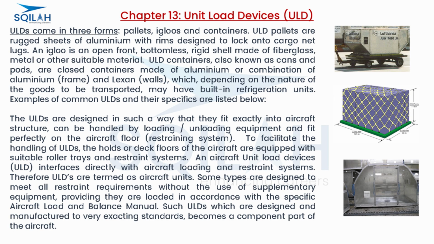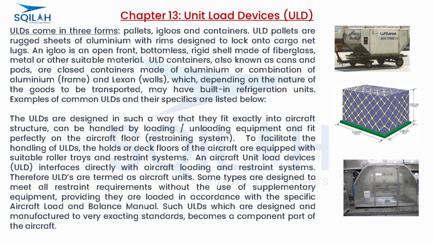ULDs come in three forms: pallets, igloos, and containers. ULD pallets are rugged sheets of aluminium with rims designed to lock onto cargo net lugs. An igloo is an open front, bottomless, rigid shell made of fiberglass, metal, or other suitable material. ULD containers, also known as cans and pods, are closed containers made of aluminium or a combination of aluminium frame and Lexan walls, which, depending on the nature of the goods to be transported, may have built-in refrigeration units. Examples of common ULDs and their specifics are listed below.